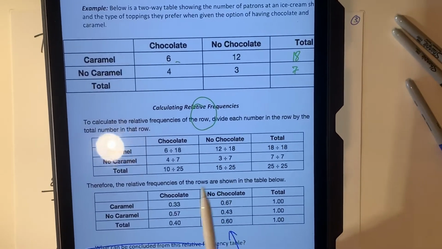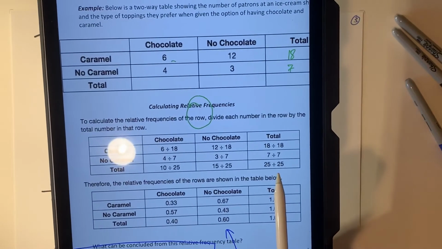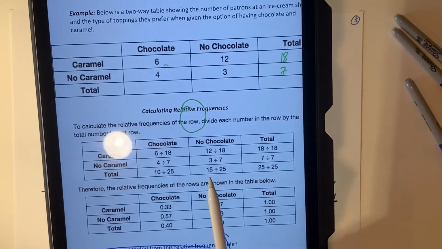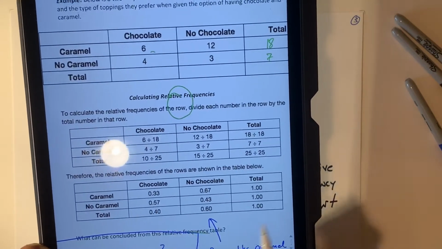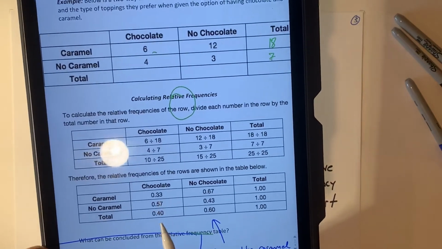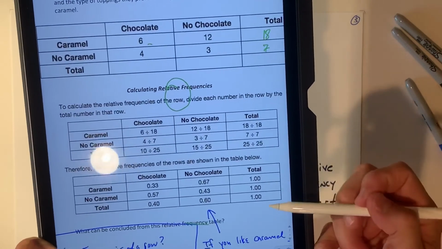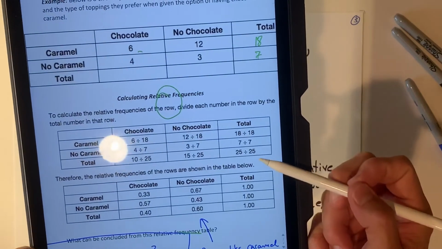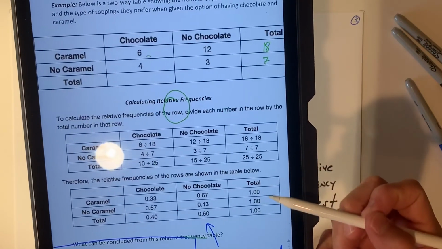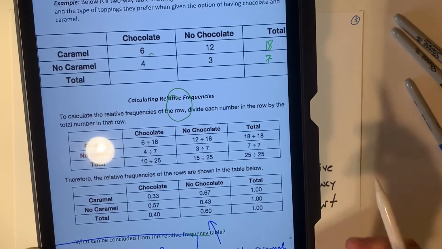And then for the bottom piece, it is the total divided by your total. So 10 divided by 25 and 15 divided by 25. And you'll come out with decimals. Each of the columns will have decimal places in all three spaces. And at the far right-hand side, because you're dividing by your row, which is the far right-hand side number, you're going to have 1, 1, and 1.